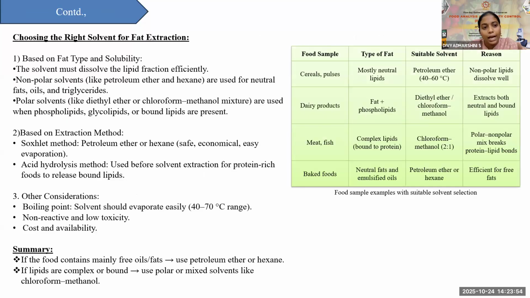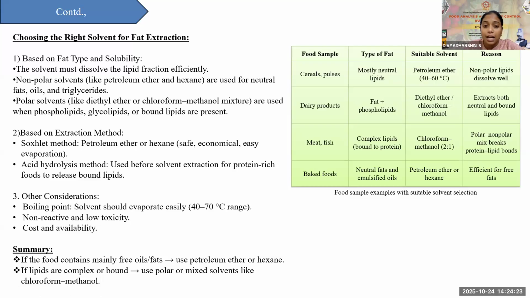I have said the solvent for fat extraction is non-polar. So what is the best solvent for our particular food samples? First, I will explain the food samples with the type of fat and suitable solvent. Cereals and pulses mostly contain neutral lipids, either in fat form or lipid form, and only simple lipids, so they are extracted easily. We can go with petroleum ether, in which non-polar lipids dissolve easily.